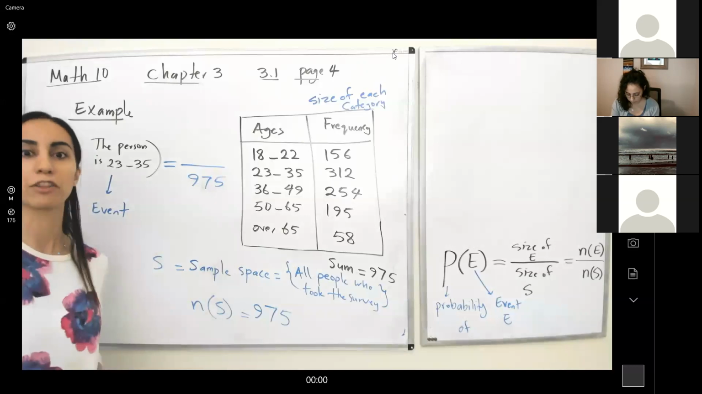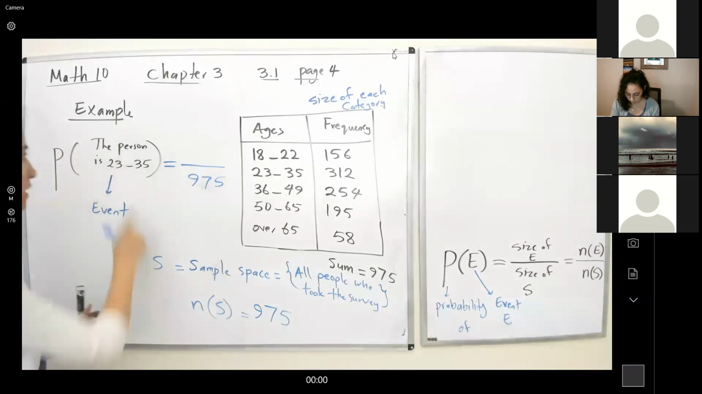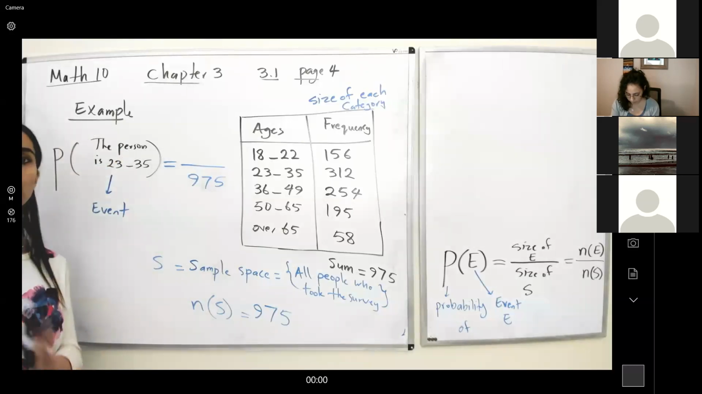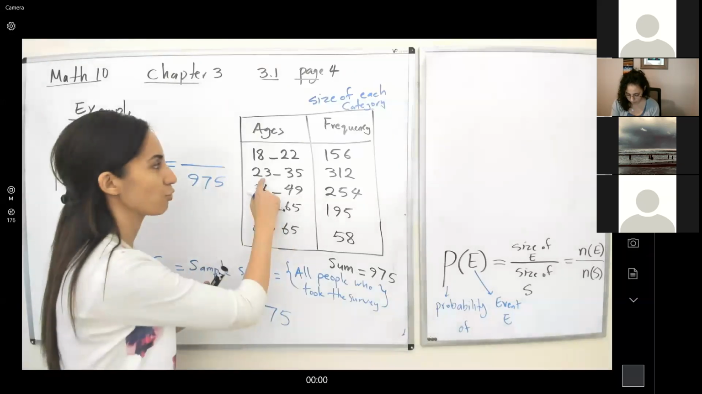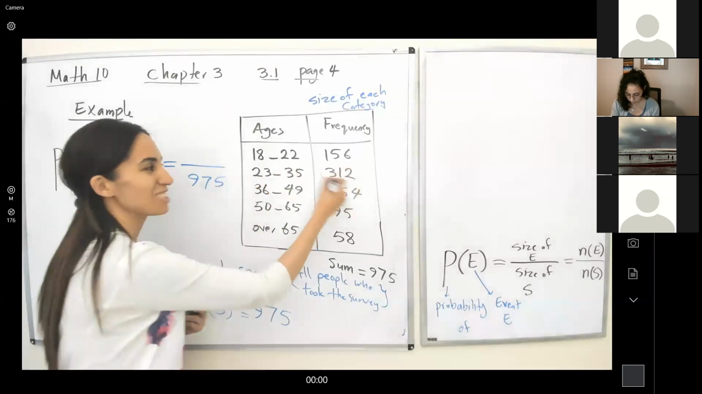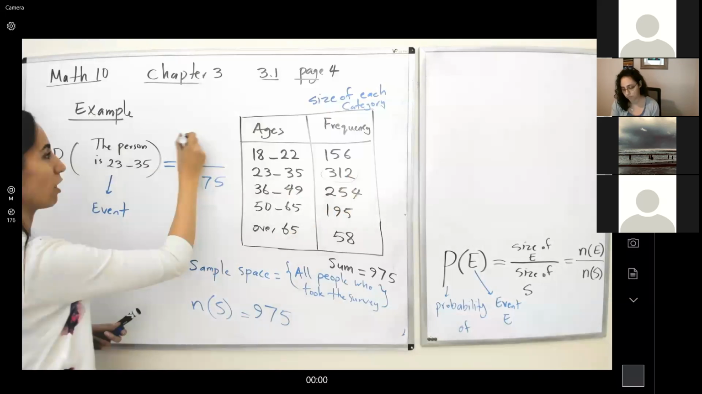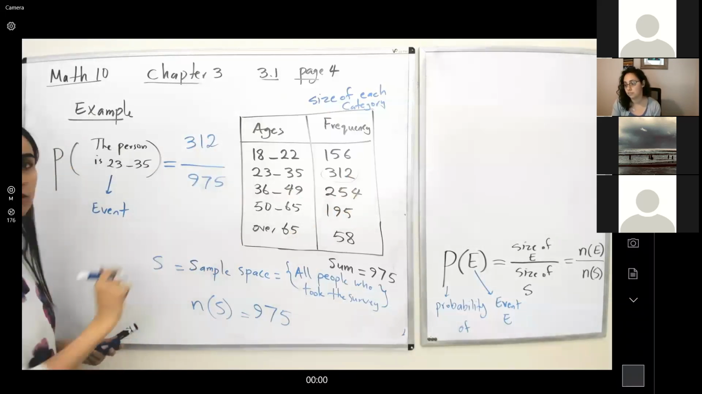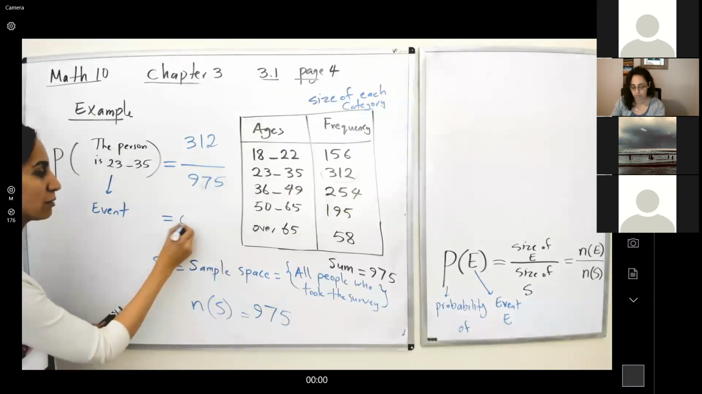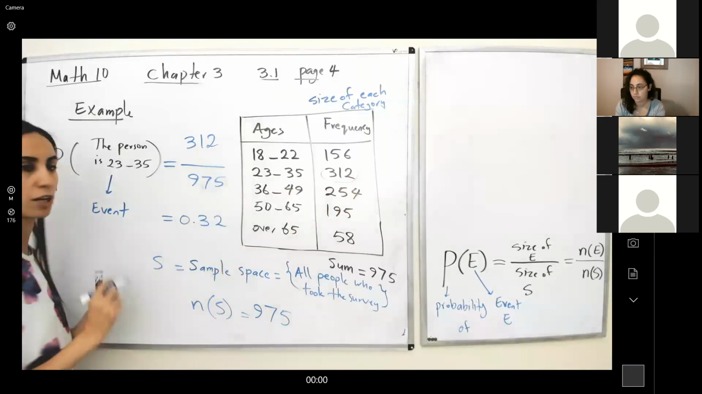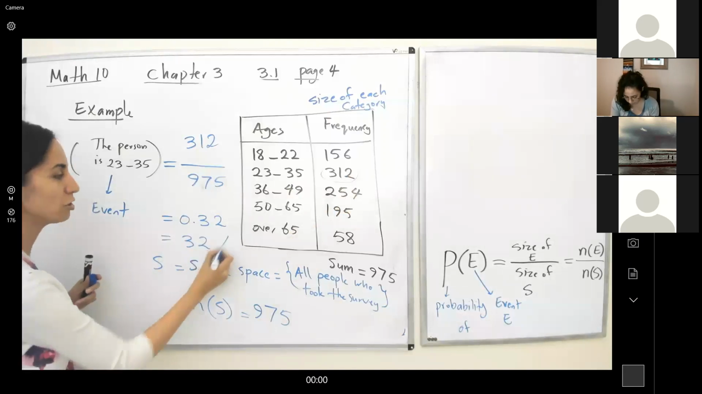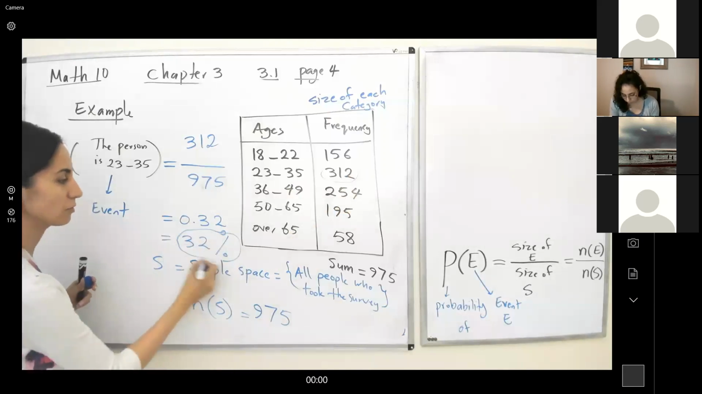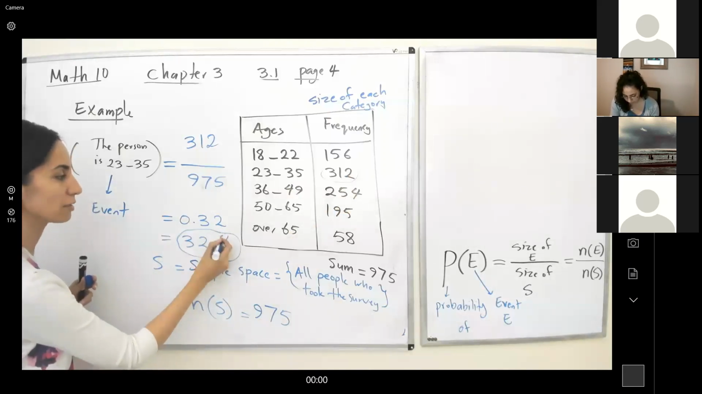What about your numerator? What is your event? The person is 23 to 35 years old. But what's the size of that event? 23 to 35, which is 312. You do the division, you get a decimal, 0.32. You convert that into a percent, which is 32%. This is the probability.